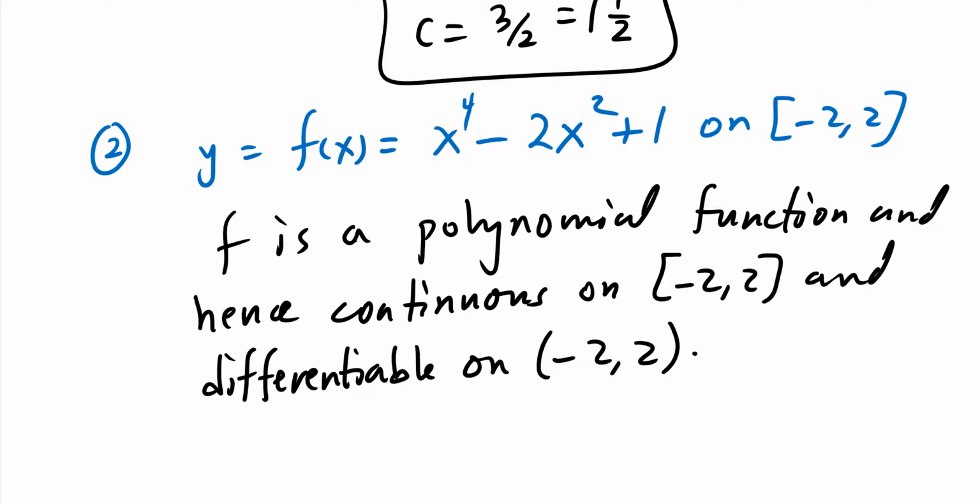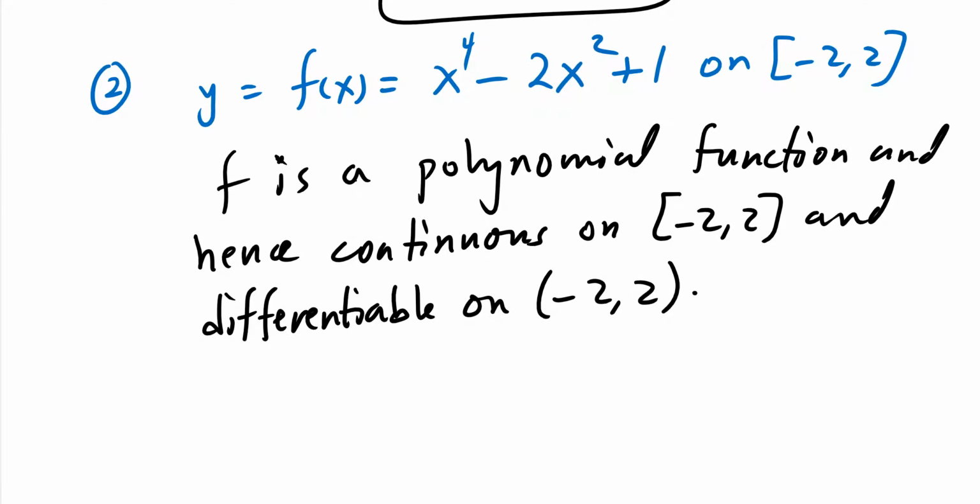So these two conditions, you must state them. Do not just say continuous, differentiable. Say it's a polynomial function. State why you think it's continuous and differentiable. So this is important to say it's a polynomial function.